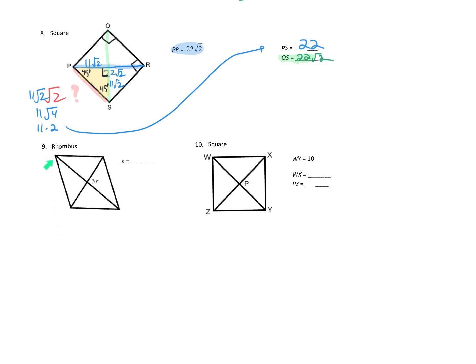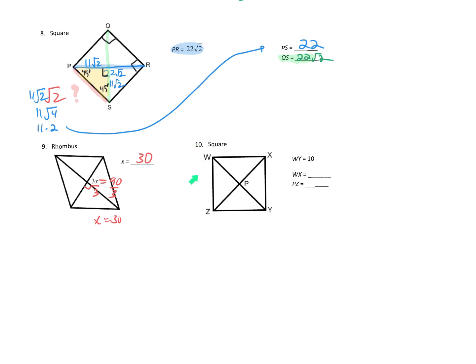All right, onward to number 9. In a rhombus, diagonals are perpendicular. So all of these angles are 90 degrees. And if 3x is equal to 90 degrees, then when we divide both sides by 3, we get x equals 30. And finally, number 10.